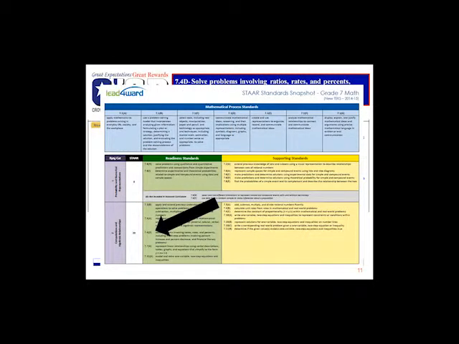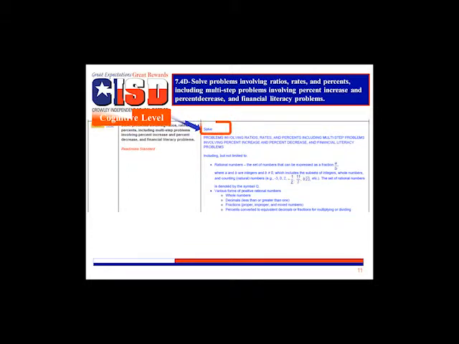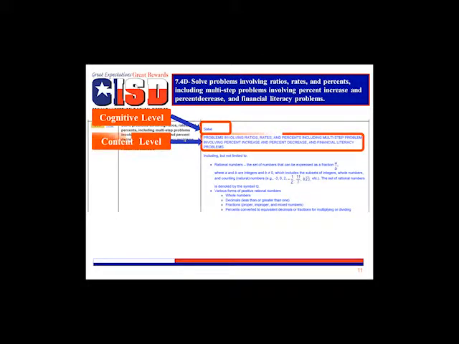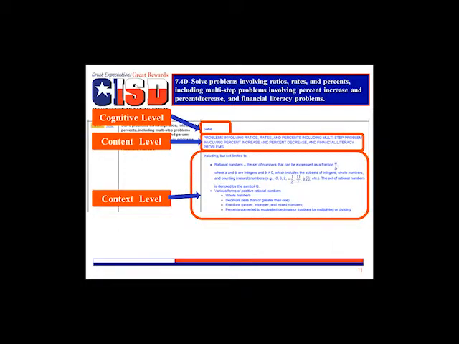This standard is part of reporting category 2, computations and algebraic relationships, which makes up 39% of the STAR Blueprint assessment. When reviewing the standard, make sure to identify the cognitive level. These are the verbs that define what the students will be able to do. The content level, which is the overall concept that students will learn and in what context it will be taught.